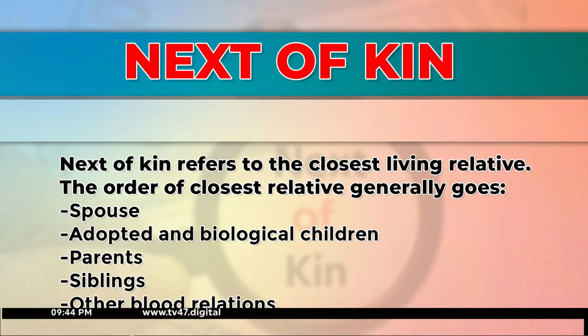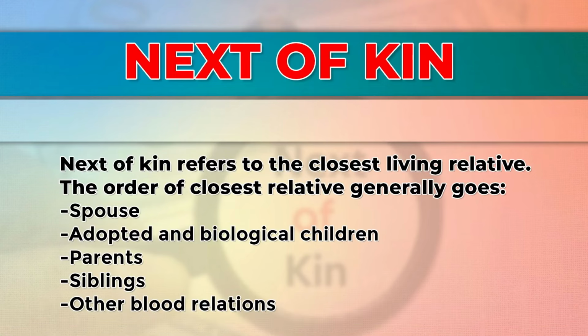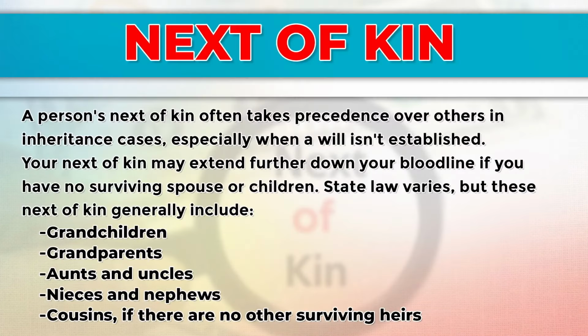The order of closest relative generally goes spouse, adopted and biological children, parents, siblings, and other blood relations. Most of the time, we will start with the spouse. A person's next of kin often takes precedence over others in inheritance cases, especially when a will isn't established. Your next of kin may extend further down your bloodline if you have no surviving spouse or children.